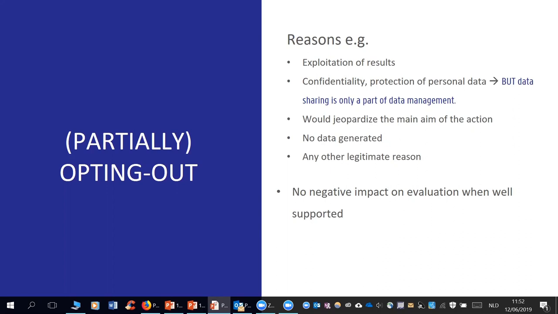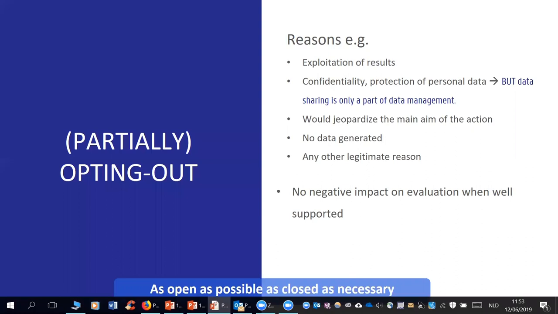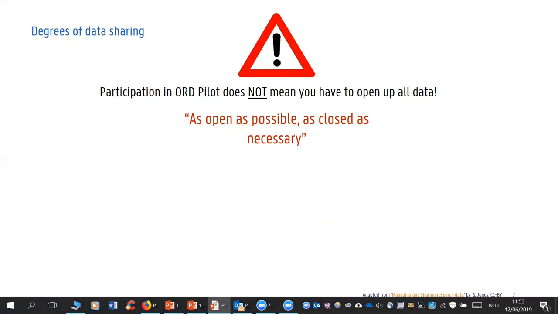It's highly recommended that you participate in this data pilot if you're able to. The EC uses the principle of as open as possible and as close as necessary for your data. So definitely, if you need to protect your data for some reason, please don't open it. But if it's possible, please do so, so everybody can make use of it. I'm hitting the same nail with the hammer.